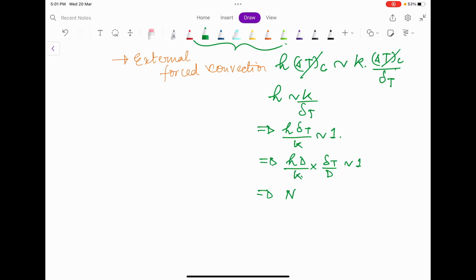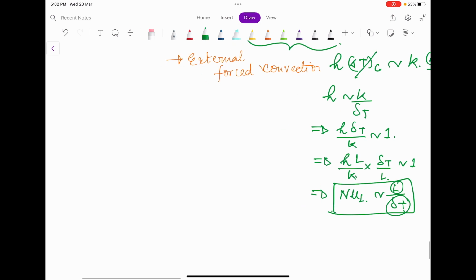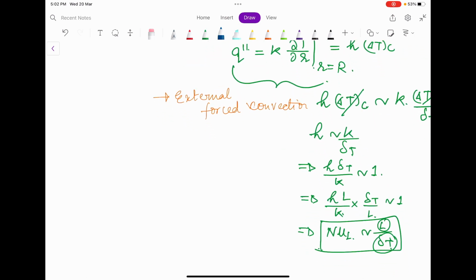There the Nusselt number was defined not by D but by L. So Nu is of the order of L by delta t. As L varies, delta t will also vary. There will be a functional relation between L and delta t, and that will be the dependence of the Nusselt number. But now for internal forced convection, for thermally fully developed flow, let me now proceed with thermally not developed, that is, thermally developing flow.